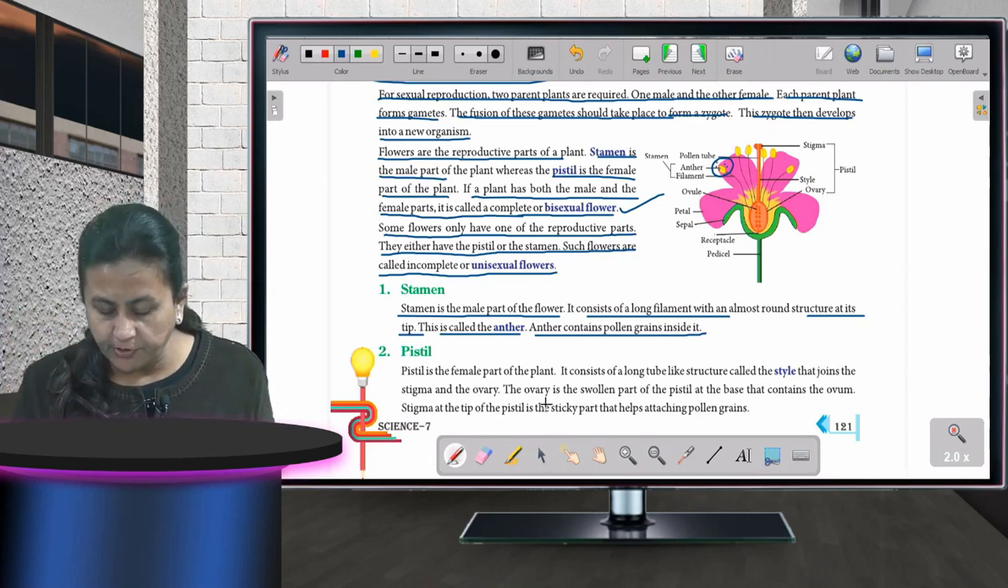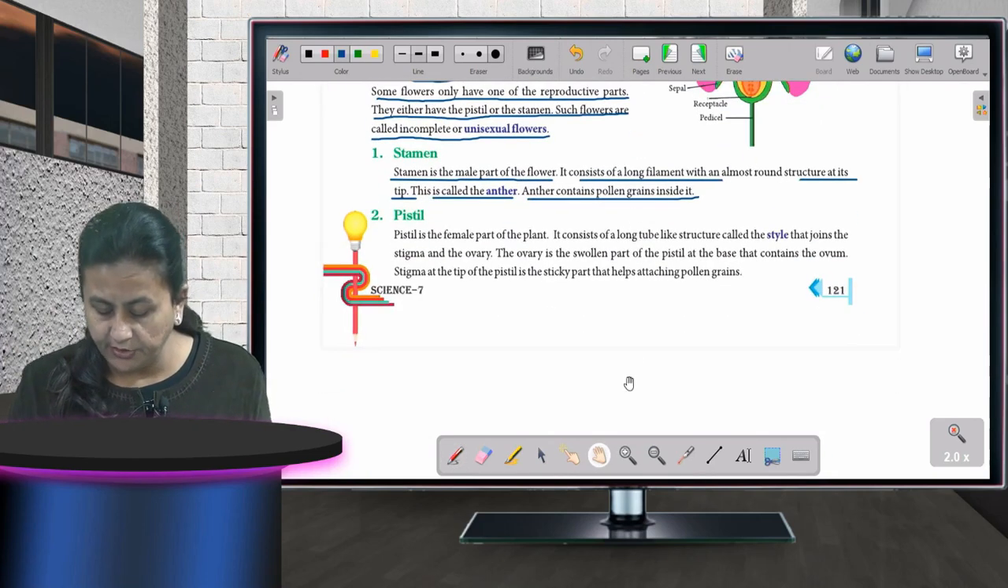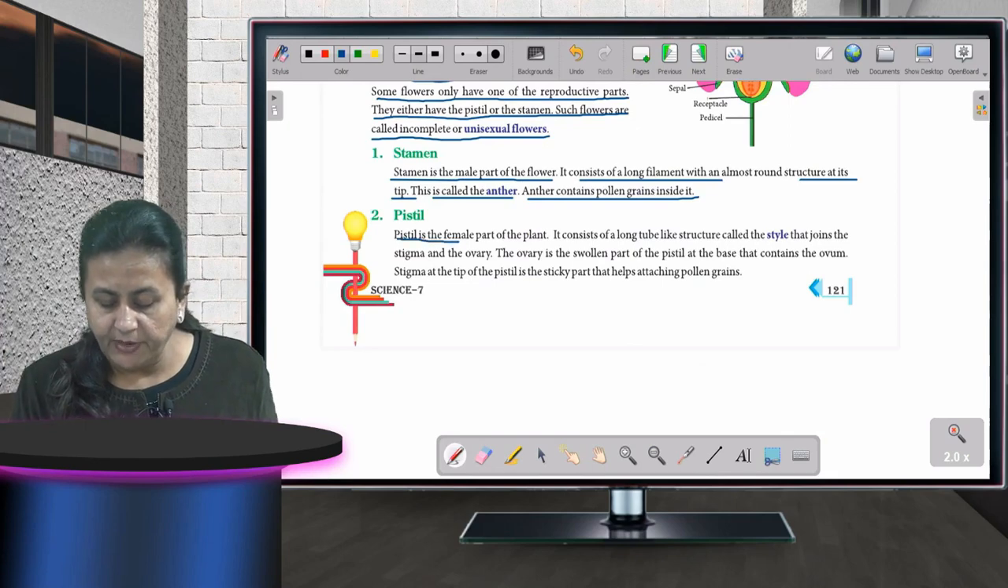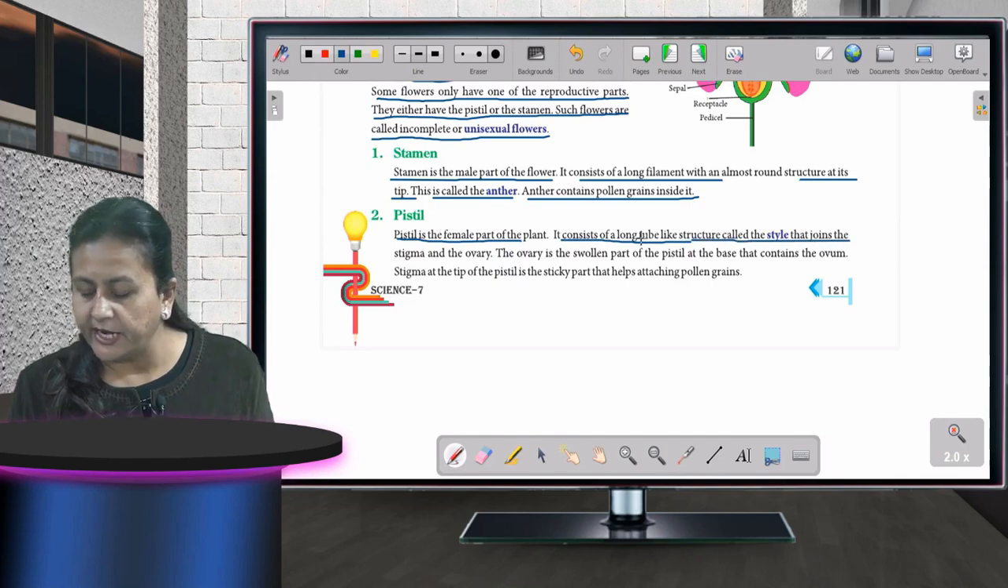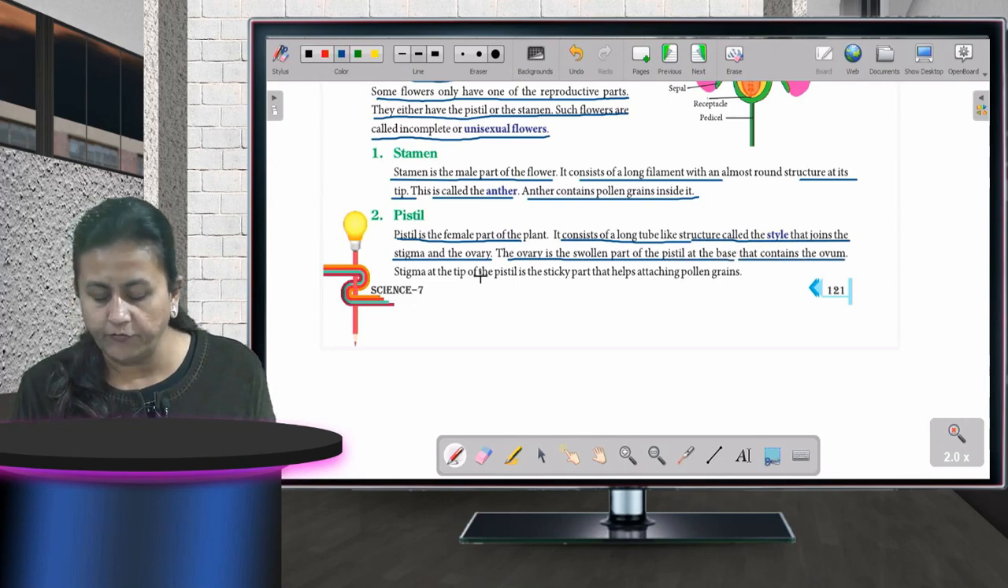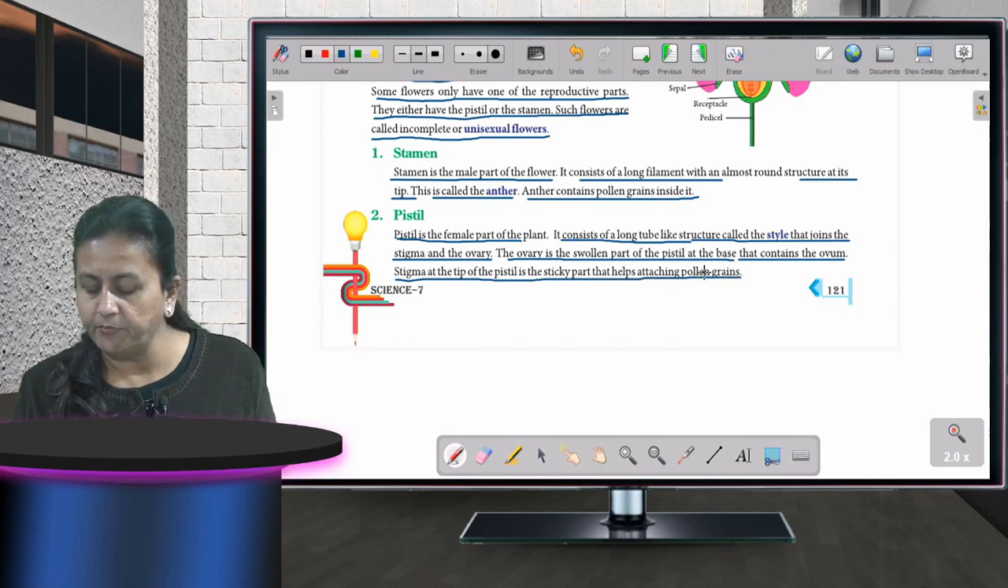Now if I talk about pistil, pistil is the female part of the flower. Okay, pistil is the female part of the flower of the plant. It consists of a long tube-like structure called the style that joins the stigma and the ovary. The ovary is the swollen part of the pistil at the base that contains the ovum. The stigma at the tip of the pistil is a sticky part that helps in attaching pollen grains.